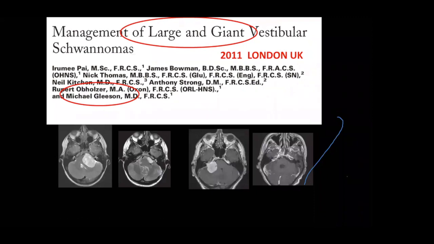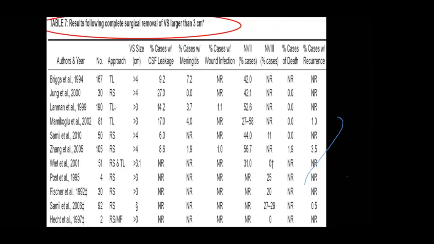Management of large and giant vestibular schwannoma by surgery, from London, from Michael Gleason. And here are the results from complete surgical removal, the series of the authors around the cases of radical excision of these tumors. Of course, there are complications: wound infection, meningitis, CSF leak, etc. But this is the only way that anybody who is practicing good neurosurgery, who has good sense, must use.